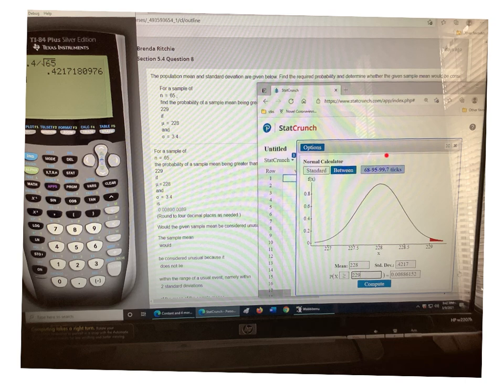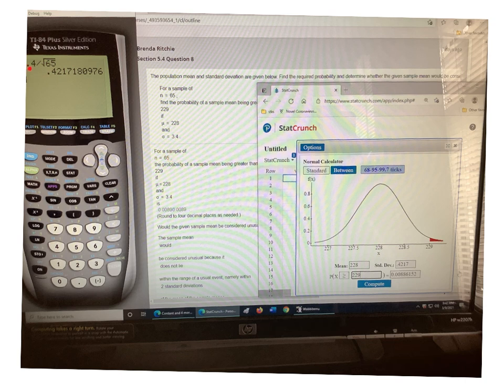Go into StatCrunch, click on Stat, Calculators. I'll choose the Normal calculator. The mean is 228, so I'll put that in here. For the standard deviation of the sample, you have to take 3.4 and divide it by the square root of the sample size, 65.